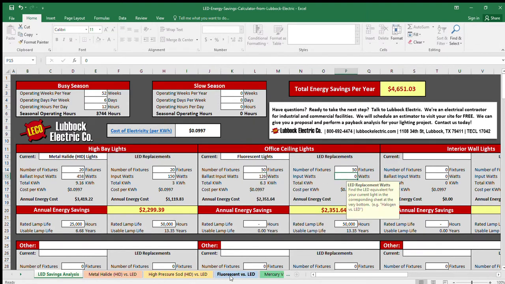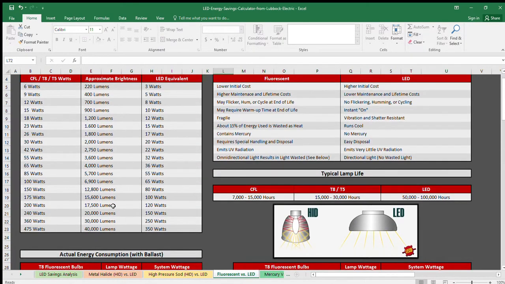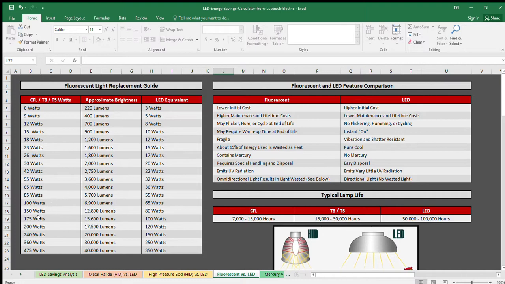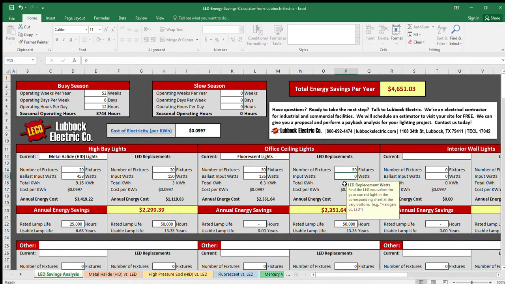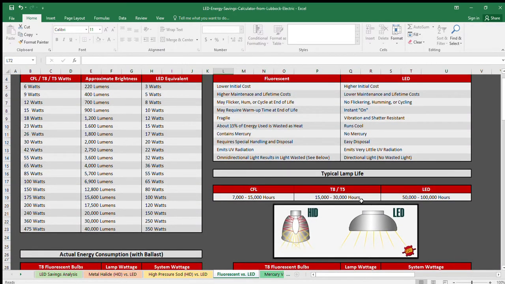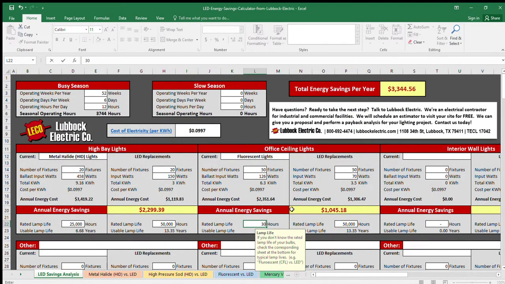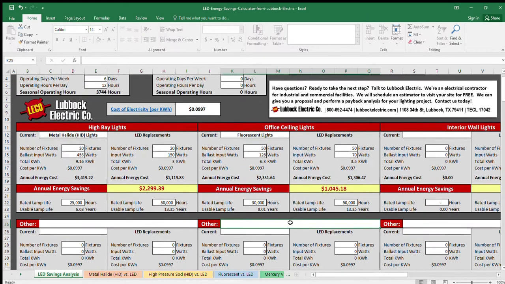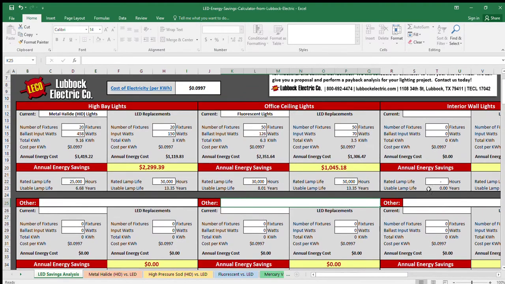Of course, we go back to our guide to find our appropriate replacement. So between here, let's say about 70 watts. All right. With these, you can also find the comparative rated lamp lives and enter 30,000 hours to be conservative. Okay. Of course, you're going to have other types of interior lights which you can add in this second row.